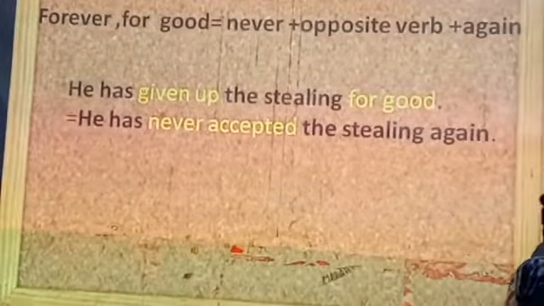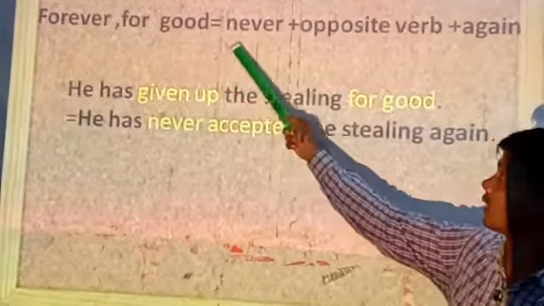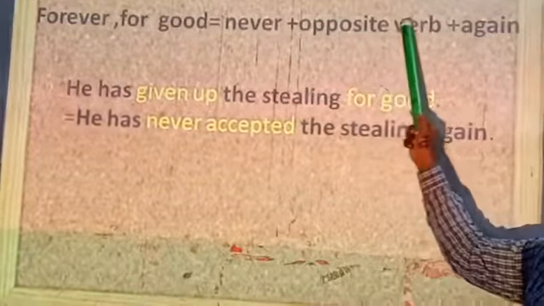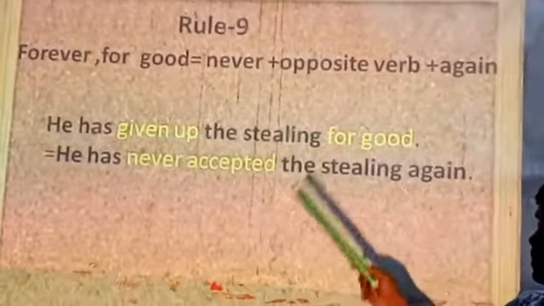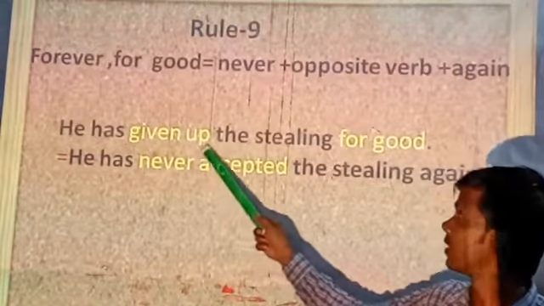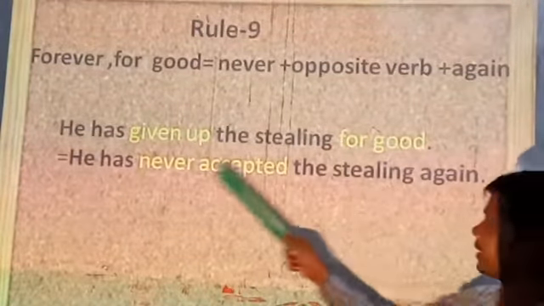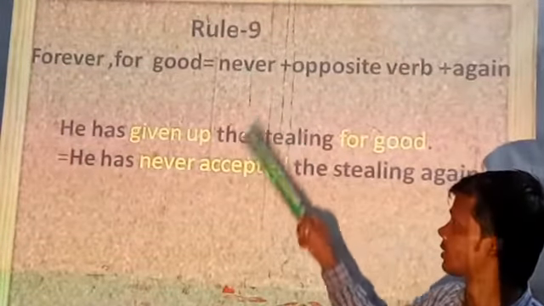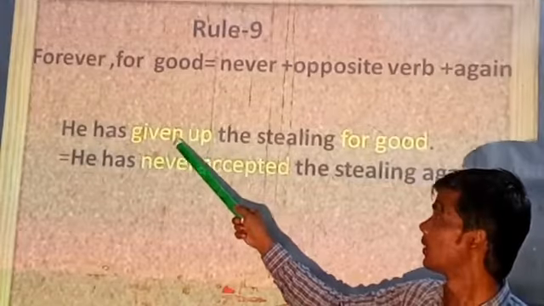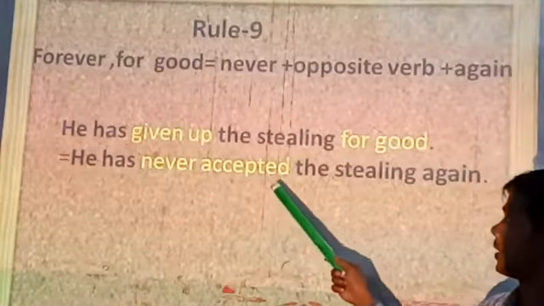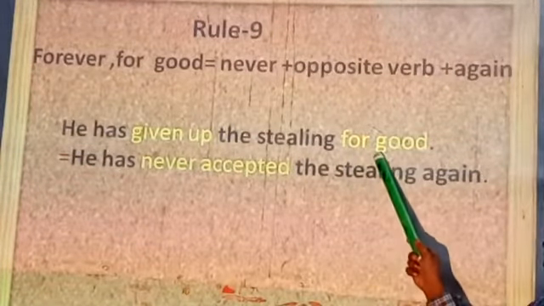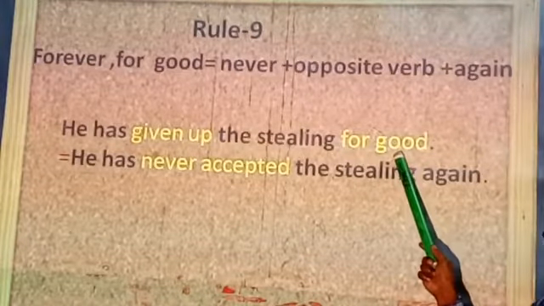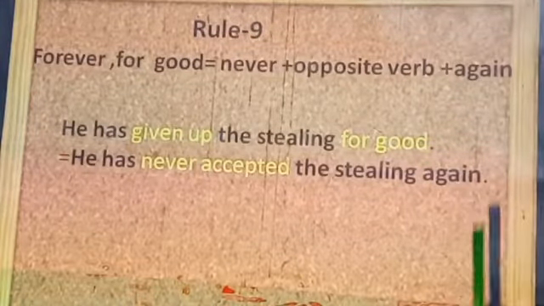Rule 9. Forever, for good equals never plus the opposite verb plus again. So dear students, look at this. He has given up stealing for good. He has never plus the opposite word of given up, which is accepted, stealing, and in place of for good you will write again.